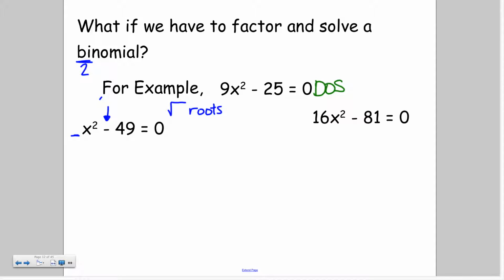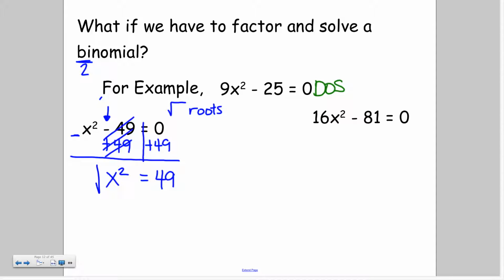In order to do that, I need to get x squared by itself, so I'm going to add 49 to both sides. Now, here's where your blue sheet's going to come in handy. I'm left with x squared, the negative 49 and the positive 49 cancel, and then I have x squared is equal to 49. Now I'm going to do the square root of both sides. The square root of x squared is x. The square root of 49 is 7.